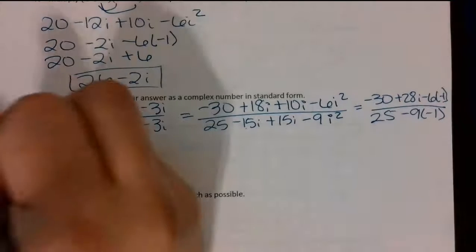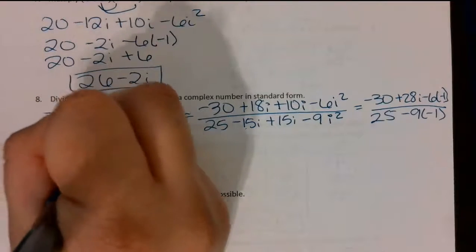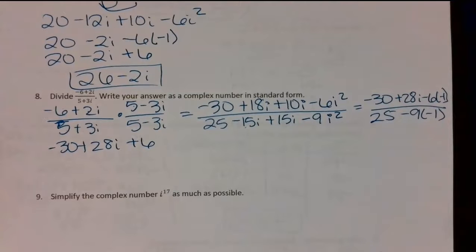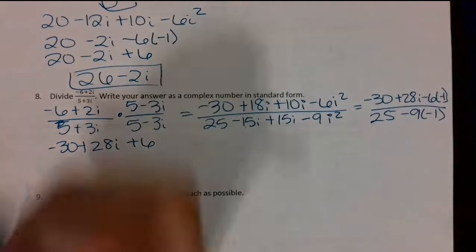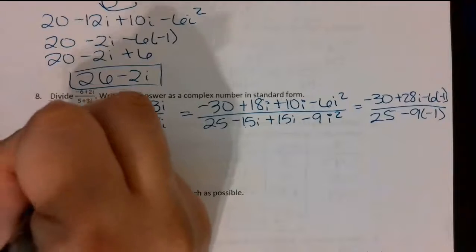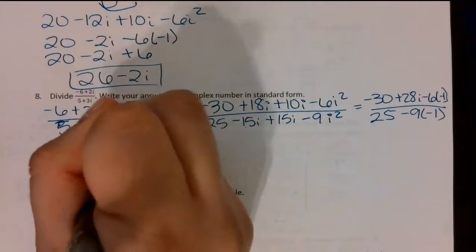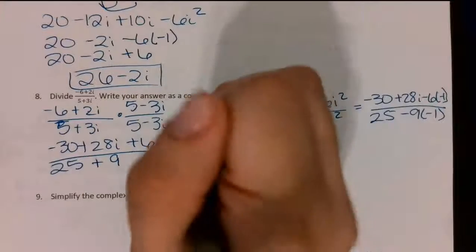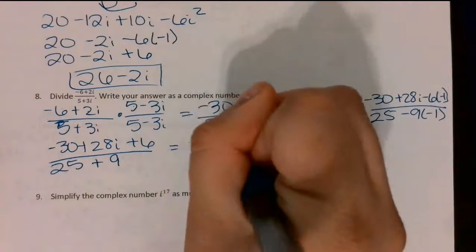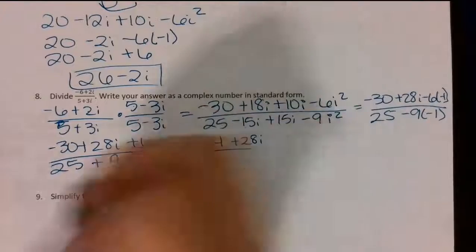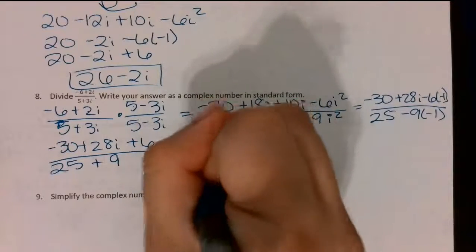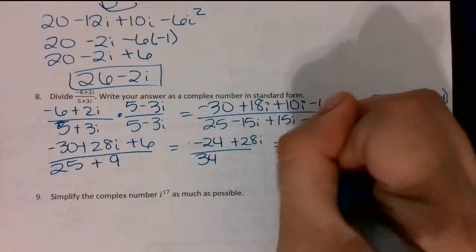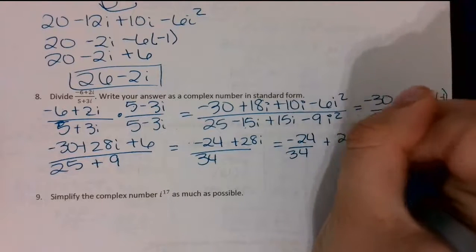Then I'm going to do the multiplication. So I have negative 30 plus 28i plus 6, because negative 6 times negative 1 makes it positive. On the bottom, I have 25. Negative 9 times negative 1 is positive 9. So I'm going to combine like terms. I have negative 30 plus 6, which is negative 24, plus 28i. On the bottom, I have 25 plus 9, which is 34. I'm going to split this into two fractions. I have negative 24 over 34 plus 28i over 34.